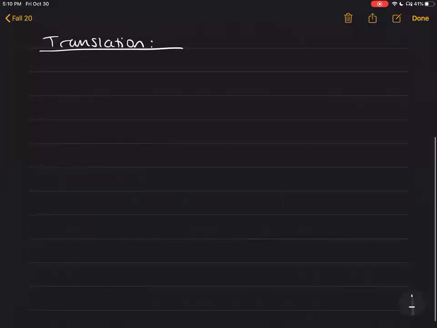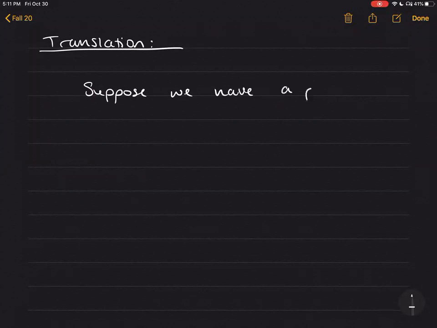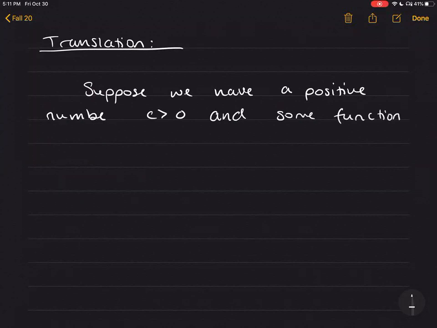So to look at translation, let's suppose we have a positive number c. So we want it to be strictly greater than 0. And some function that we're going to play around with, let's call it f of x. So then here are the translation rules.